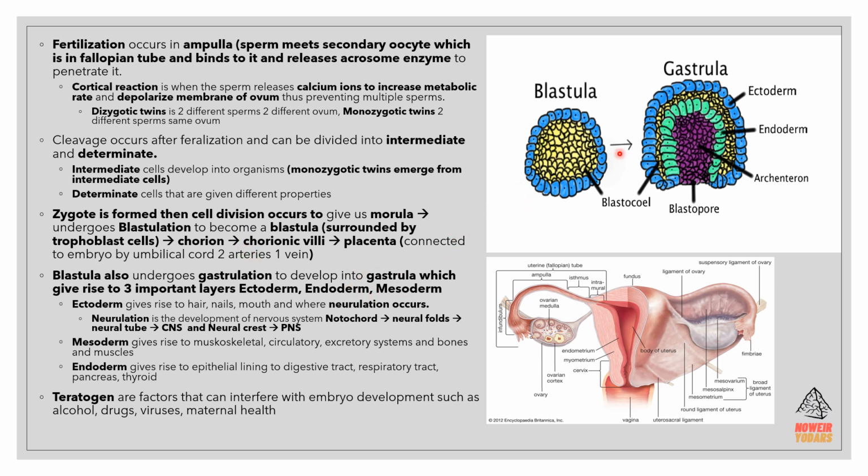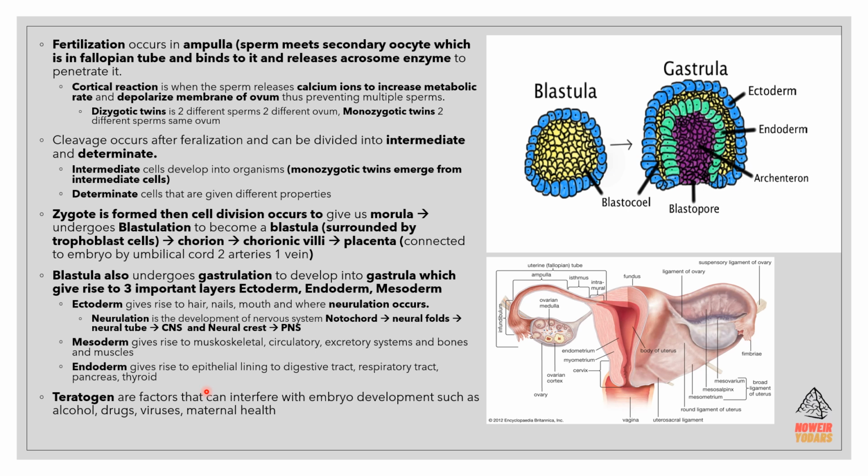Right, what is a gastrula? So a gastrula basically gives rise to three important layers. All right, you got the ectoderm, endoderm, and then you got something called a mesoderm. All right, so the ectoderm gives rise to hair, nails, mouth. Alright? Ectoderm is also important for another reason. It gives rise to neurulation.